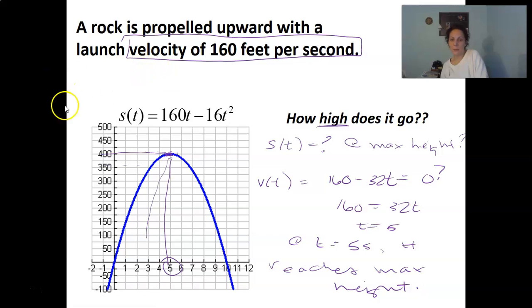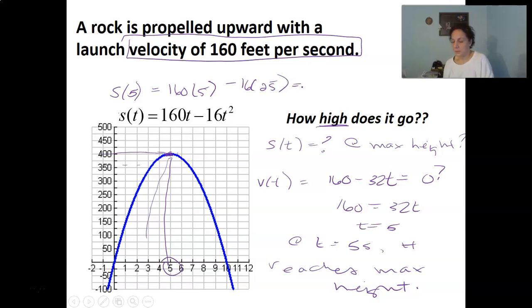Again, we knew that from the graph that it was at 5 seconds. The question, though, is how high does it go? Now that I know when it gets to its max height, all I have to do if I want to know its actual position at that time is pop it back into my displacement equation. So I need S of 5, because that's when it hits max height. I get 160 times 5 minus 16 times 25.